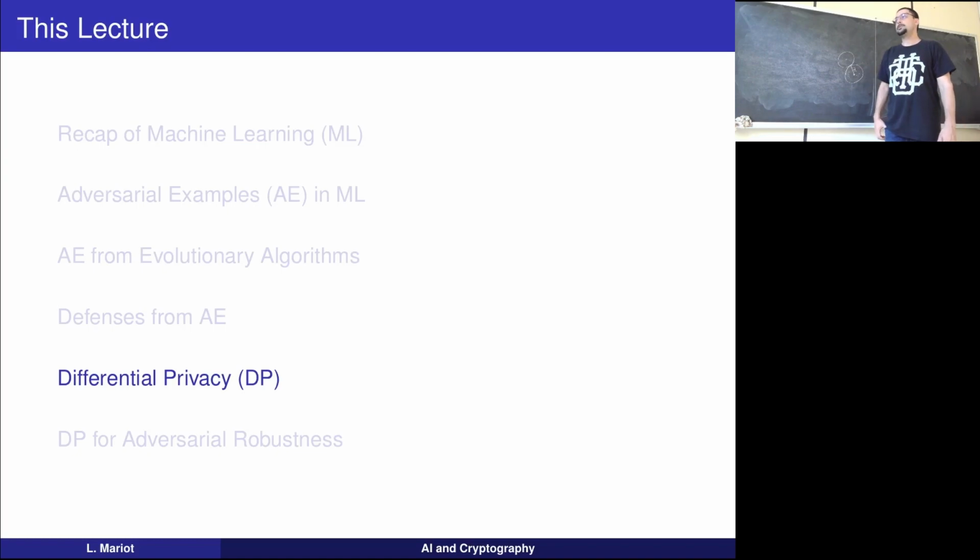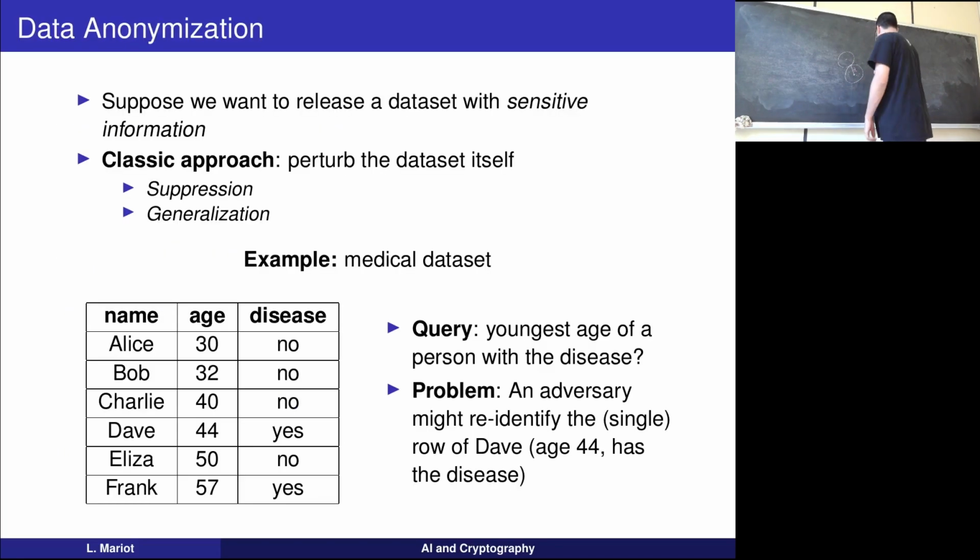Okay, so let's go into differential privacy. But before going into that, we need to motivate a bit what we are trying to do. Like I said, differential privacy is something that originally had nothing to do with machine learning. The idea instead was to use techniques to anonymize datasets. So suppose that we have a dataset that contains some kind of sensitive information, like for example age, or whether someone has a disease or not, information that could cause some problems to an individual if it is revealed in public.